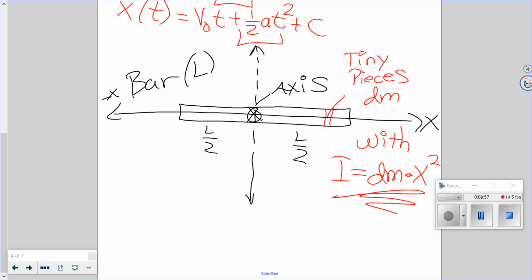So then the question is, how do I put dm in terms of x? Then I can actually integrate, because if this is my 0 right here, this is my origin, I can just integrate from minus L over 2 to plus L over 2. And then I'm good. Then I'll have the rotational inertia of the whole object.